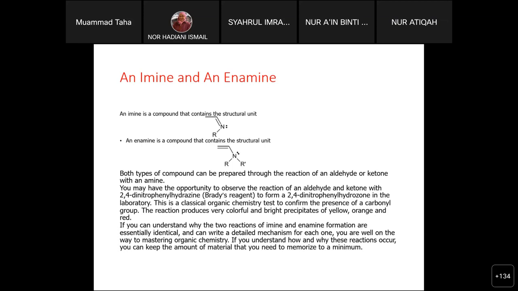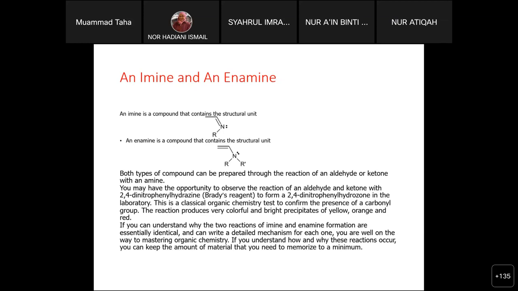Both types of compounds can be prepared by the reaction of aldehydes and ketones. You may have also noted that there is a very famous reaction to identify ketones and aldehydes, Brady's reagent. You might have done it in your early studies in the laboratory. What we do is take 2,4-dinitrophenylhydrazine and put it dropwise over the ketone or aldehyde, and we see that they gradually form a yellow, orange, or red precipitate, depending upon the nature of the aldehyde or ketone and what kind of conjugation they have, because the color depends upon the number of double bonds it has.